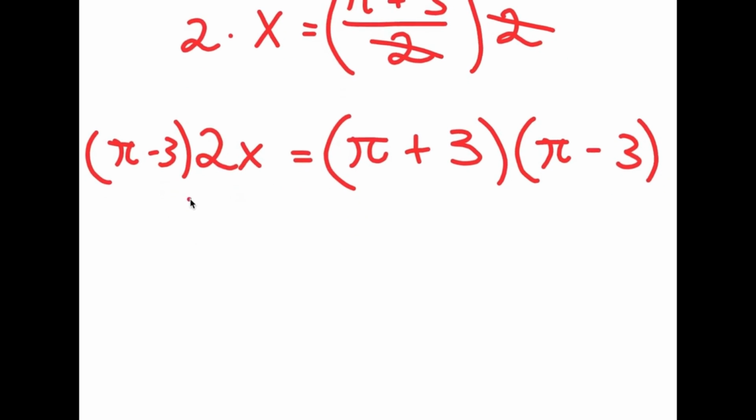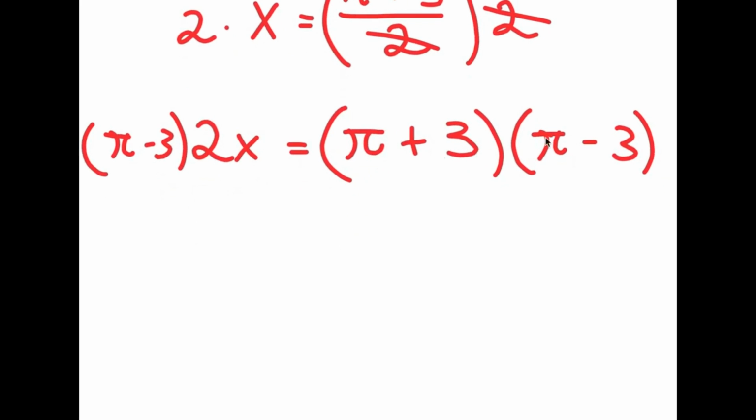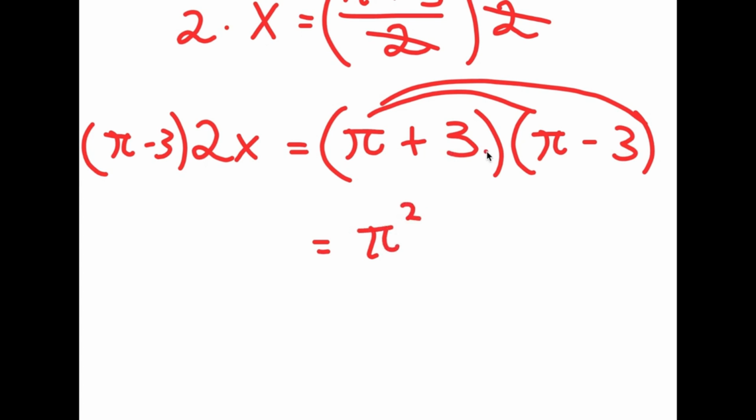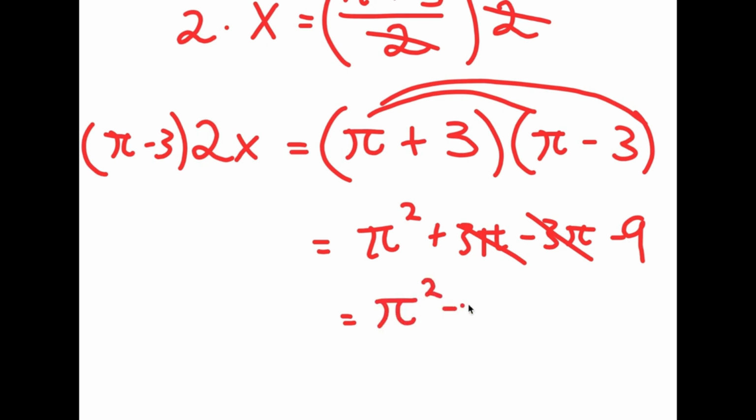So I have (π − 3)(2x) is equal to (π + 3)(π − 3). Now, for (π + 3)(π − 3), I'm going to distribute the π, so I get π squared plus 3π minus 3π, which simply cancel out, and then I have minus 9 at the end. So this is π squared minus 9.